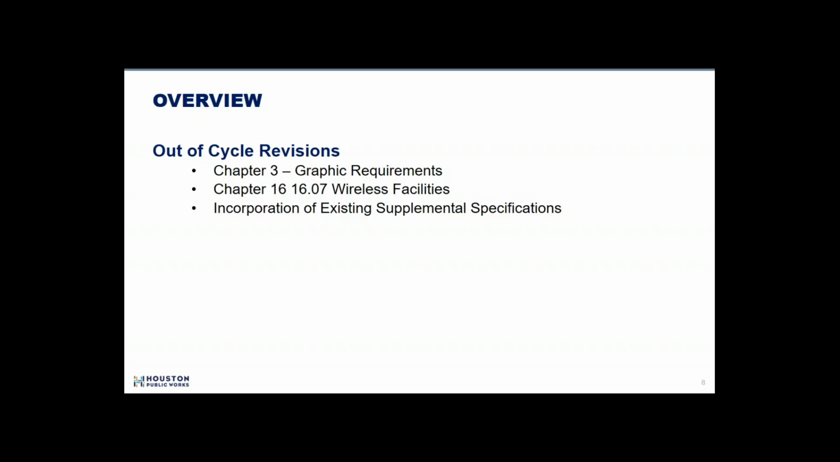So this year we also had a number of out-of-cycle revisions: Chapter 3, Chapter 16, and we also incorporated existing supplemental specifications. I'll talk about Chapter 3 in our first presentation, and why that was out of cycle. Chapter 16, Telecommunications: with the passage of a couple of recent state laws, the telecommunications work has really skyrocketed in the city. We're seeing a ton of plans, on the magnitude of 50 to 60 a day, for telecommunications. And so we had to post something to make sure that everything was being handled properly.